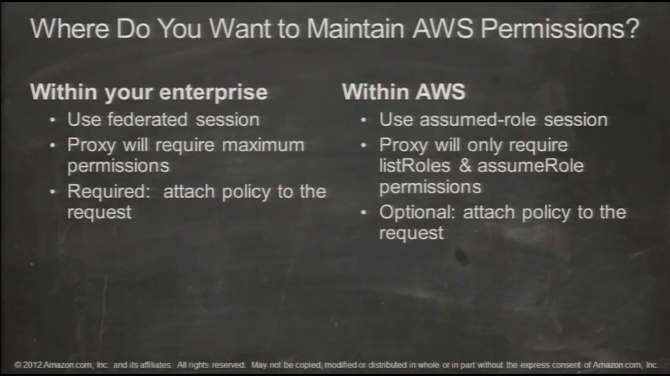In that case, you're going to be generating policies inside of your enterprise, and so you're going to take the burden of creating those and attaching that policy when you make the request. Conversely, if you want to do it within AWS, then you can use assumeRole sessions. The proxy server, in this case, really only needs the ability to assume role. In the sample I used, we also had to grant them list role. And then optionally, you can also specify a policy.